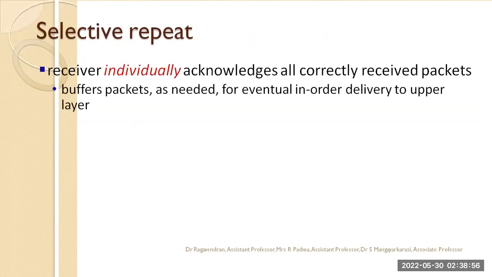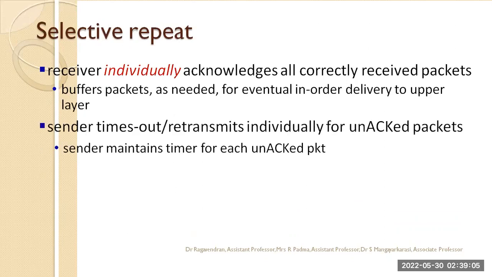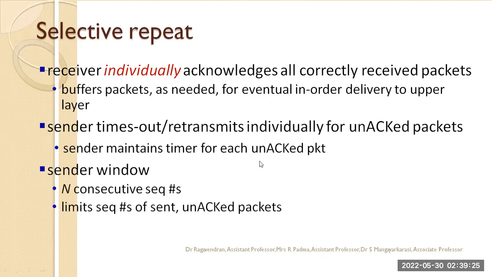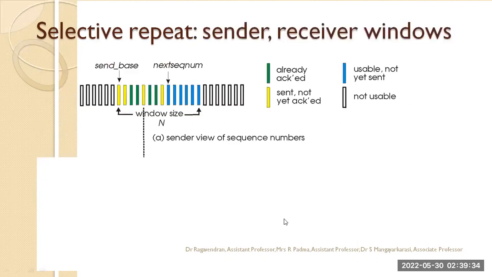So it's selective repeat. A receiver individually acknowledges all correctly received packets. If a packet is not correctly received, it will not send any acknowledgement. It buffers packets as needed, eventually to deliver them in order to the upper layer. The sender times out and retransmits individually for unacknowledged packets. The sender maintains a timer for each unacknowledged packet. The sender window covers n consecutive sequence numbers. It limits the sequence numbers of sent, unacknowledged packets.